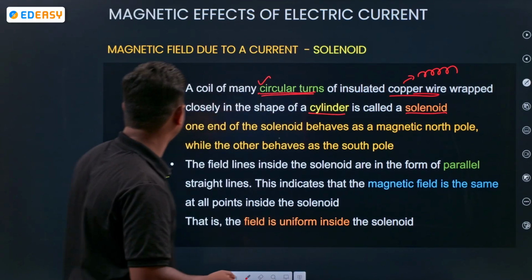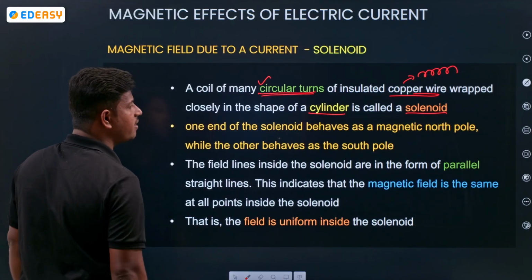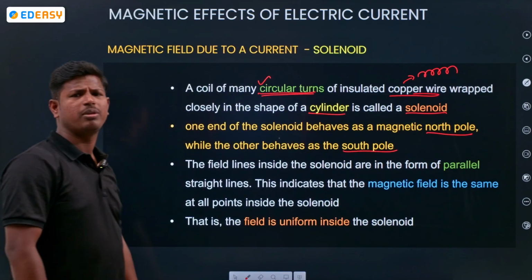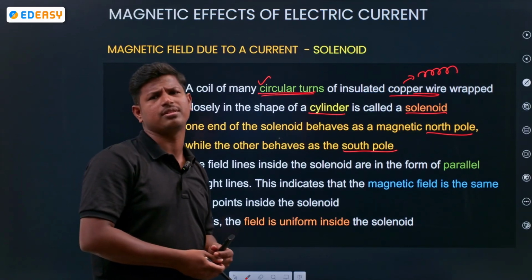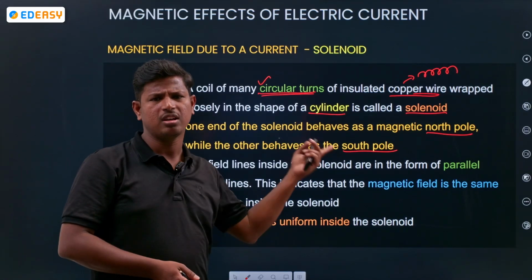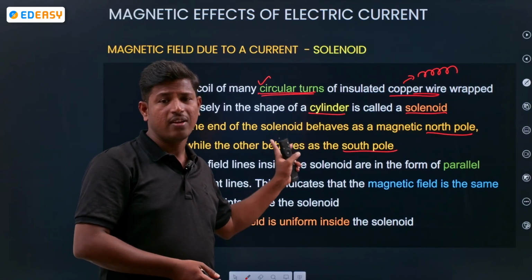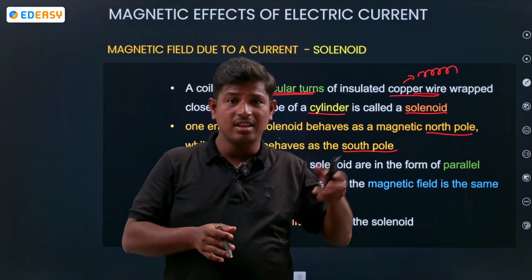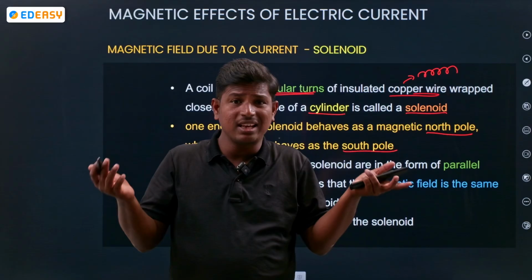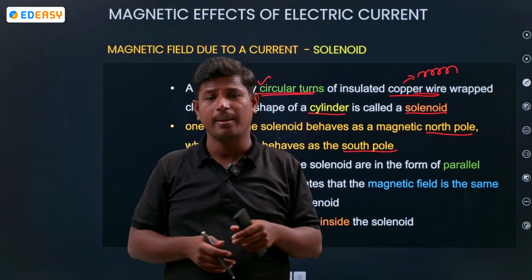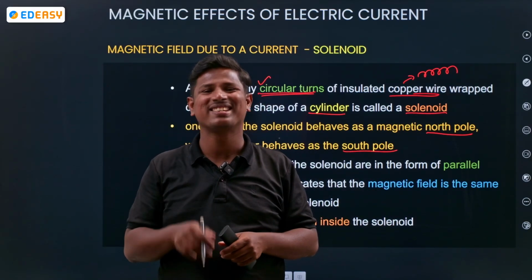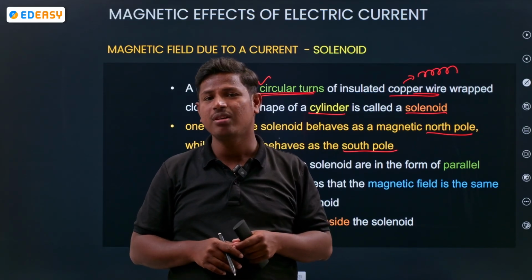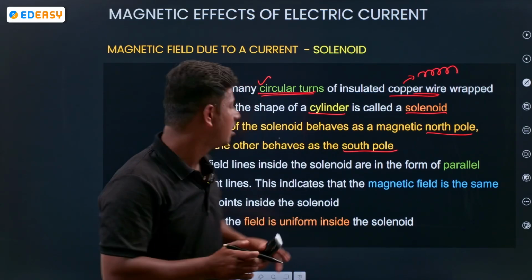Next, one end of the solenoid behaves as a north pole, and the other end as a south pole, because no single pole exists. There are two poles, one north and one south. You may get confused about which is north and which is south in a solenoid. Give the answer in the comment section also. How can you find out which is north and which is south?